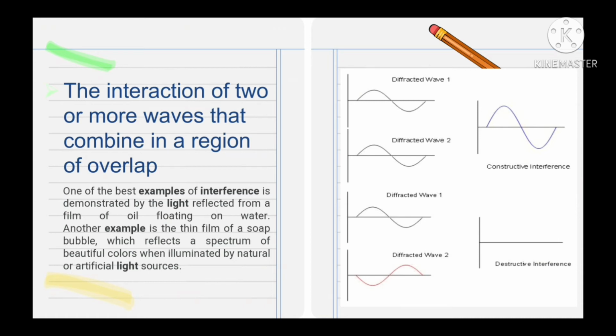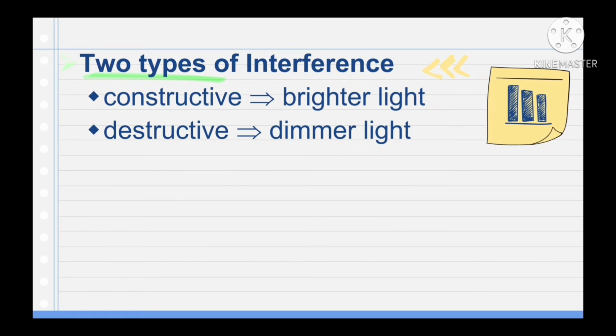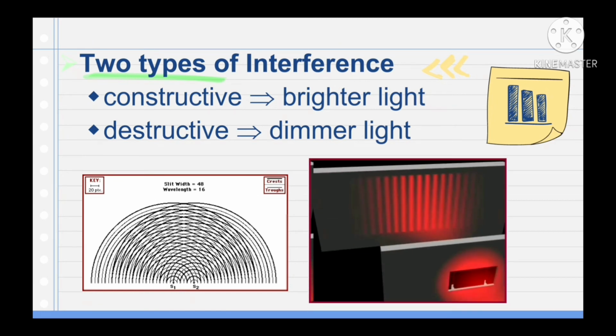Okay, one of the best examples of interference is demonstrated by the light reflected from a film of oil floating on water. Another example is the thin film of a soap bubble, which reflects a spectrum of beautiful colors when illuminated by natural or artificial light sources. Okay, there are two types of interference: constructive, which is brighter light, and destructive, which is dimmer light. You can see the difference.